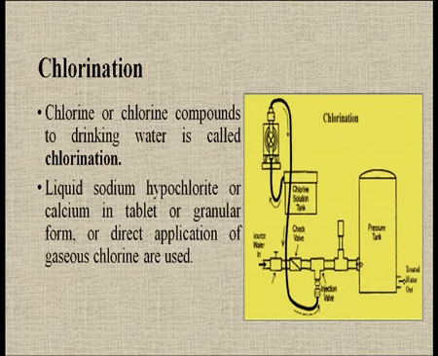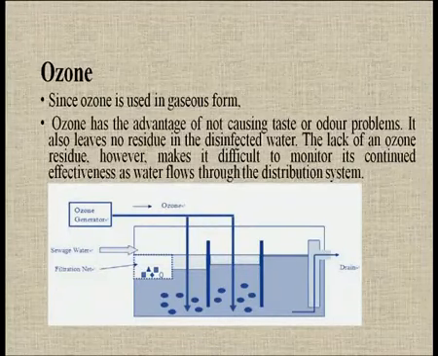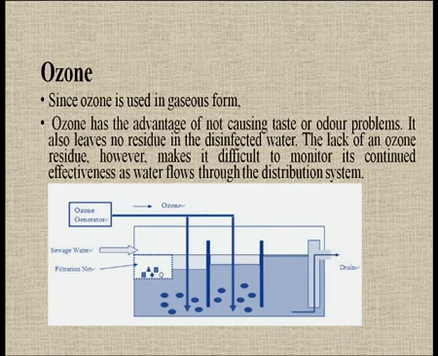So, this is the process of chlorination. Chlorine or chlorine compounds are added to the water. Liquid sodium hypochlorite, calcium hypochlorite in tablet or granular form, or direct application of gaseous chlorine are used. Then ozone treatment: since ozone is used in gaseous form, it has the advantage of not causing taste or odor problems. It also leaves no residue in the disinfected water. The lack of ozone residue, however, makes it difficult to monitor its continued effectiveness as water flows through the distribution system.